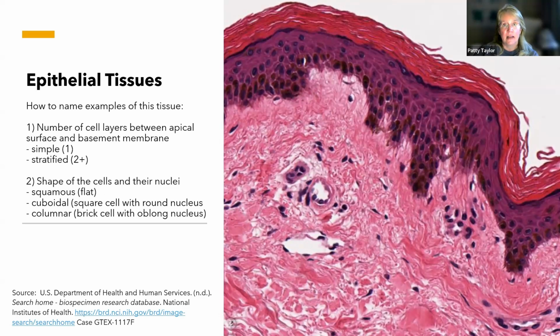The next thing we look at are the cell shapes. We're looking for the majority of the cell shapes to match one pattern, either squamous cells, which contain a flattened nucleus, cuboidal cells, which contain a round nucleus, or columnar cells, which are brick-shaped and contain an elongated nucleus. So we'll look at some different examples as we go through our specific types.